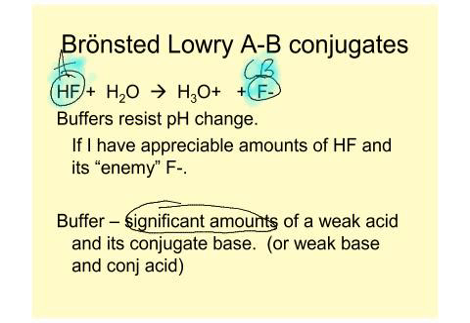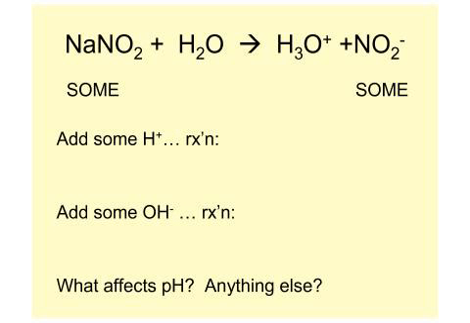What are significant amounts? They've got to be significant to each other, so they're going to be within 100 times of each other. For example, if I had 0.01 moles and 1 mole, those would be within 100 times of each other. But if I had 0.01 moles and I'm comparing it to 1,000 moles, that would not be a buffer system because they're not within 2 powers of 10 of each other. And that's my rule of thumb, just so you know.